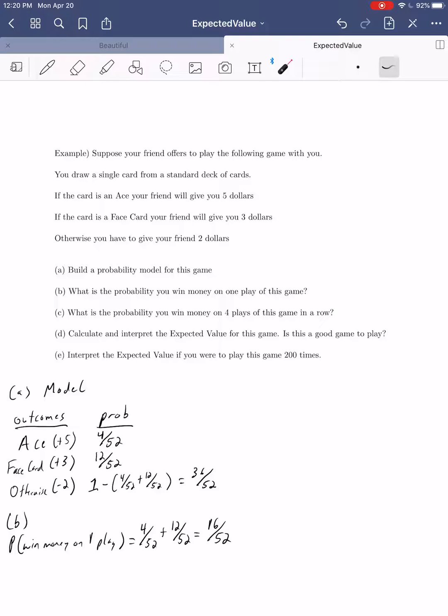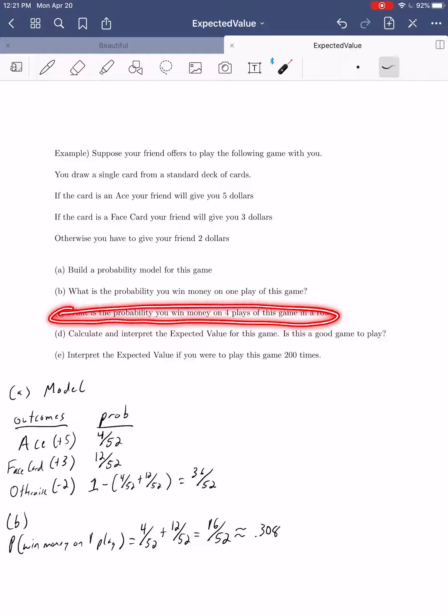If we wanted to actually understand how likely that is, we can actually do that division. And we can see that that comes in at about 0.308. So in other words, there's about a 30.8 or about 31% chance that if we play this game once, we will win money. Not saying how much money, could be $5, could be $3, but about a 31% chance that we win money. Okay, let's calculate another probability.